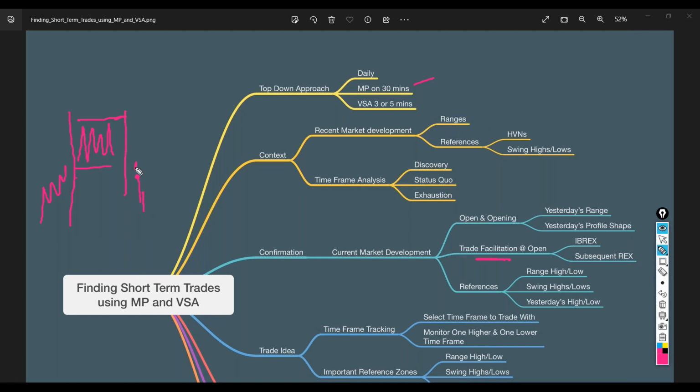Okay, so basically this is A period, this is B period. So B period has extended the range to the downside. That is what I call IBREX, or initial balance range extension. This is a very, very important sign, all right, that market wants to go lower.